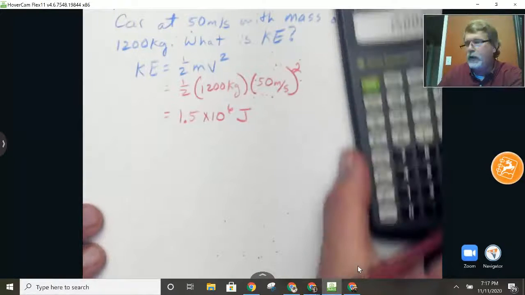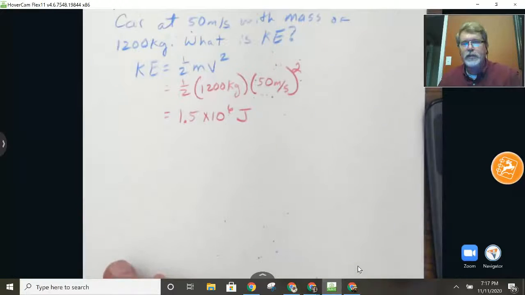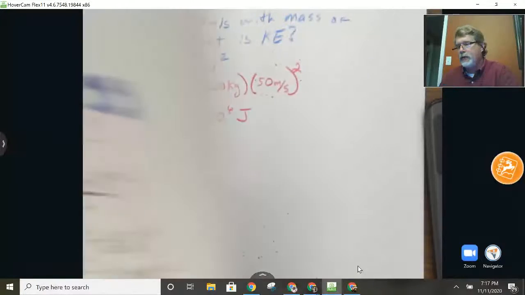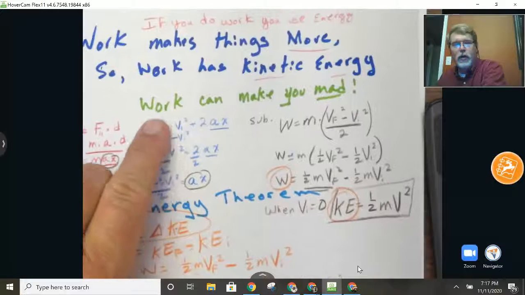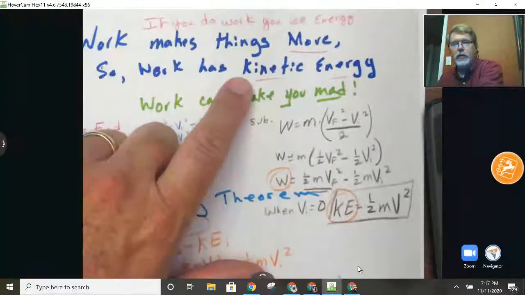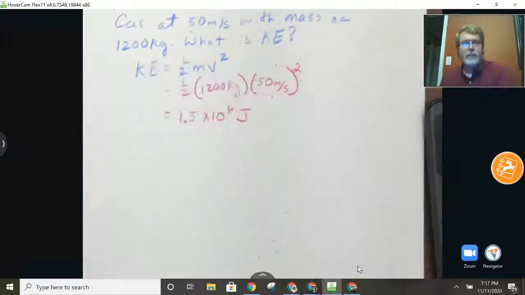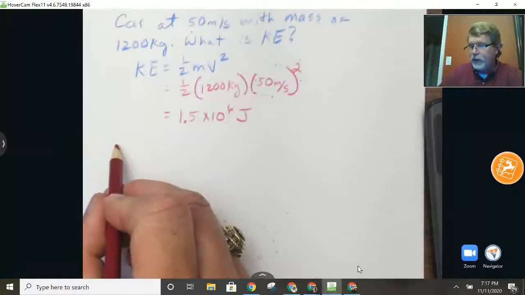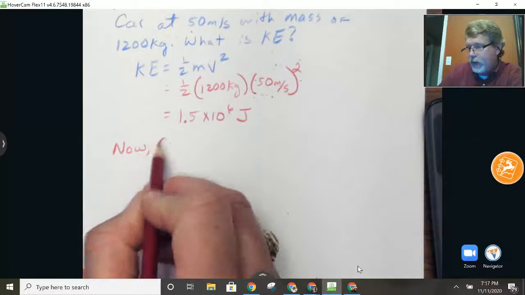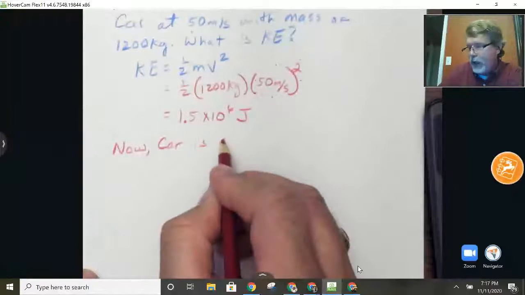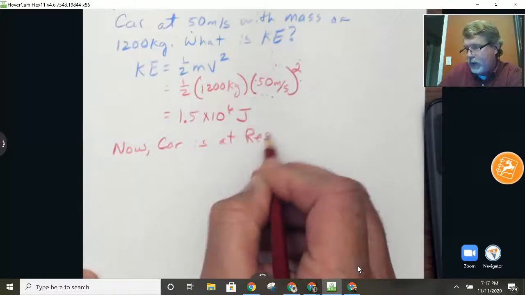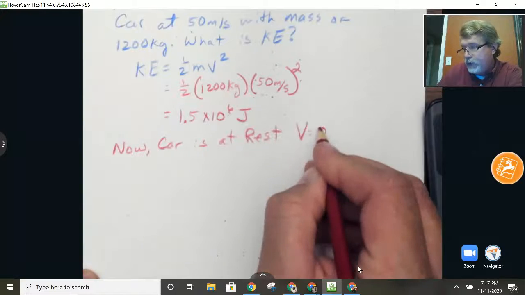Now, here's the idea with this. Remember, we just said that if you're doing work, you're going to use up energy. So let's say this car is moving 50 meters per second, and sometime later, the car is at rest. So now the velocity equals 0.